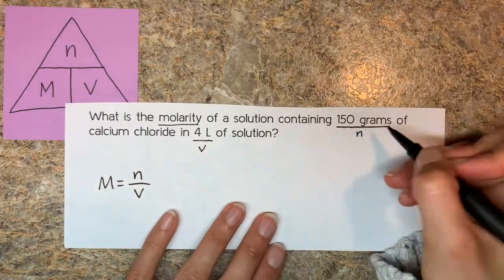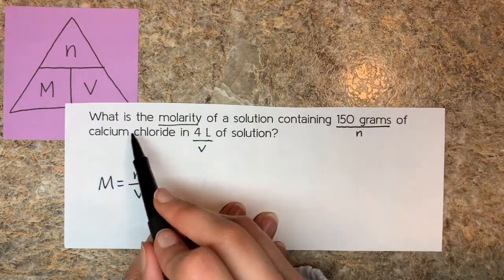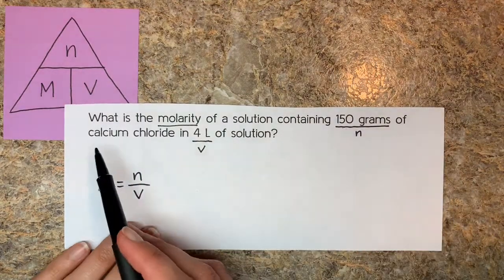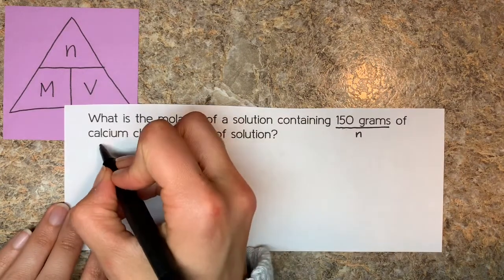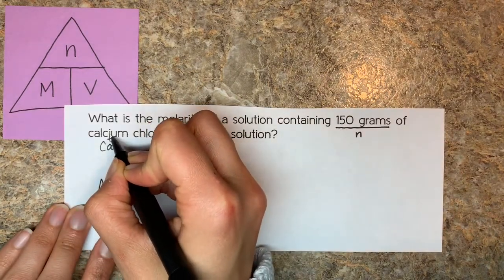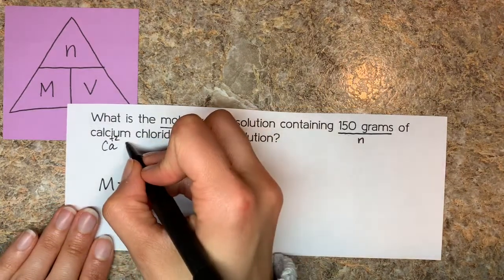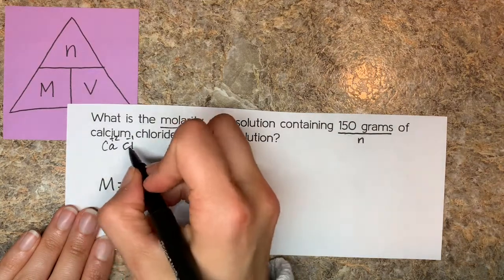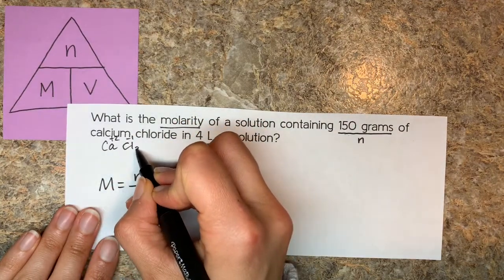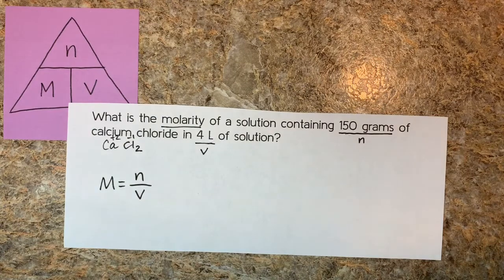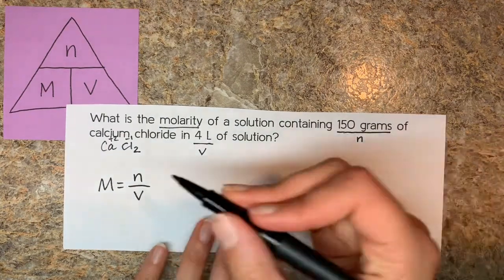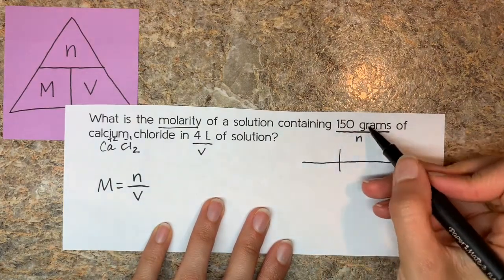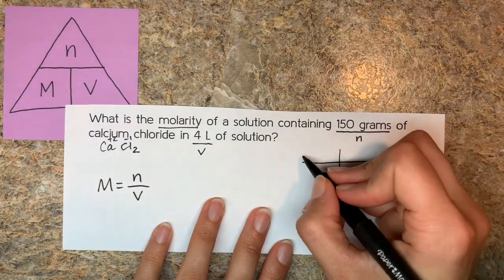So let's start by converting 150 grams of calcium chloride into moles. Now I'm going to bring back the naming here. Calcium chloride. Calcium is Ca, has a +2 charge. Chlorine is Cl with a -1. Those crisscross to give us the formula CaCl2 for calcium chloride. So we are going to do our dimensional analysis. 150 grams goes in the upper left-hand box.